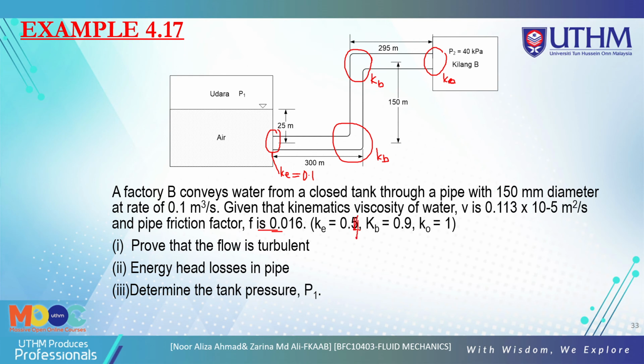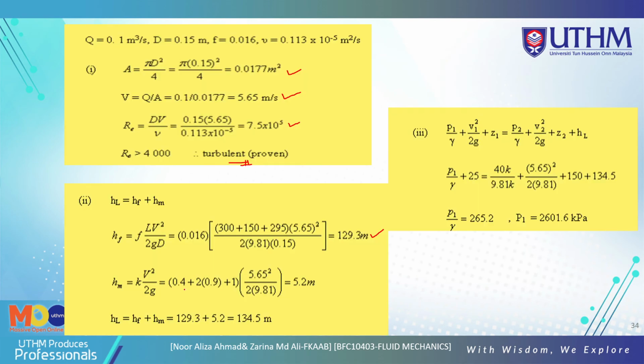Okay, 0.4 here, plus the 2, and K_B, the coefficient for the bend, 0.9, and plus the K_O. K_O is the coefficient for the outlet, so we get 1 here. Okay, and times the velocity squared over 2g, so you get the value of 5.2 meters. Now you just add the H_F and the H_M, so you get the value here.